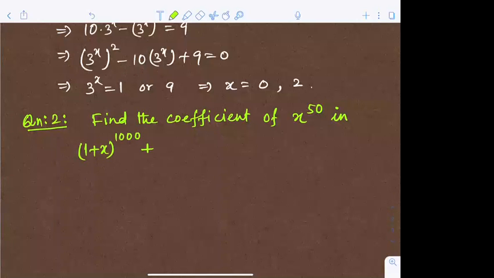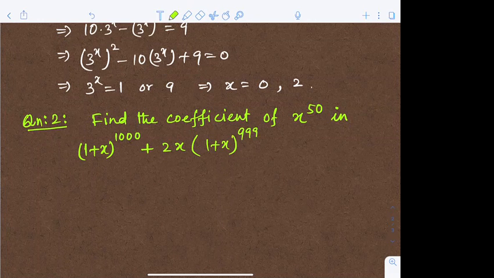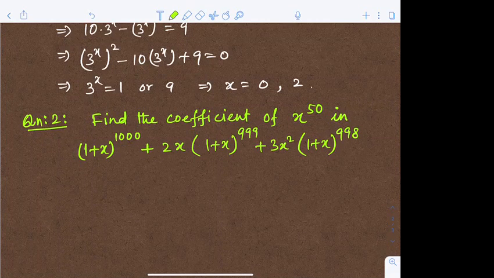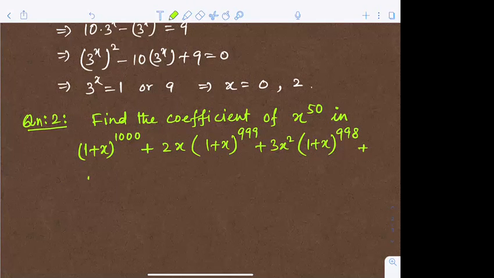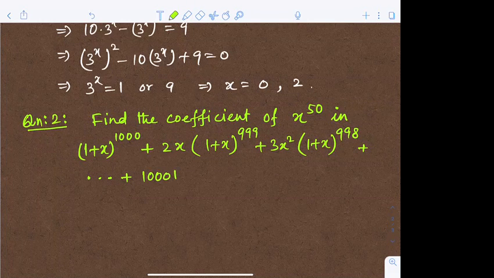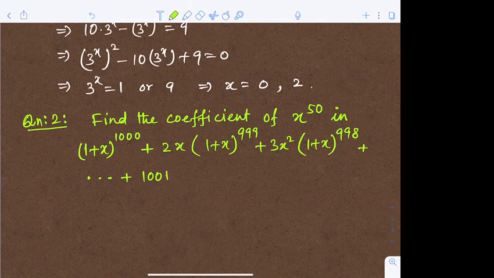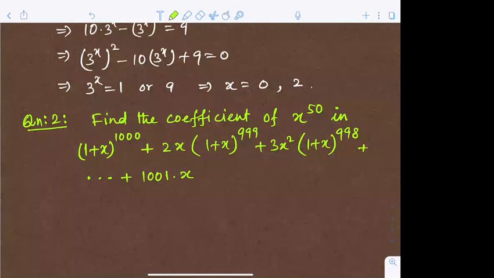plus 2x into 1 plus x whole to the power 999 plus 3x square into 1 plus x whole to the power 998 plus dot dot plus 1001 into, 1 plus x is not there, only x. 1001 into x to the power 1000. That is the last term.